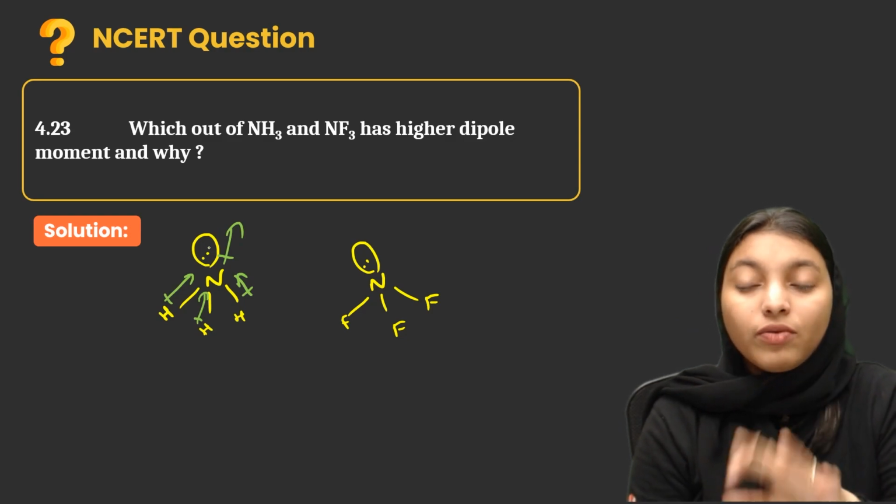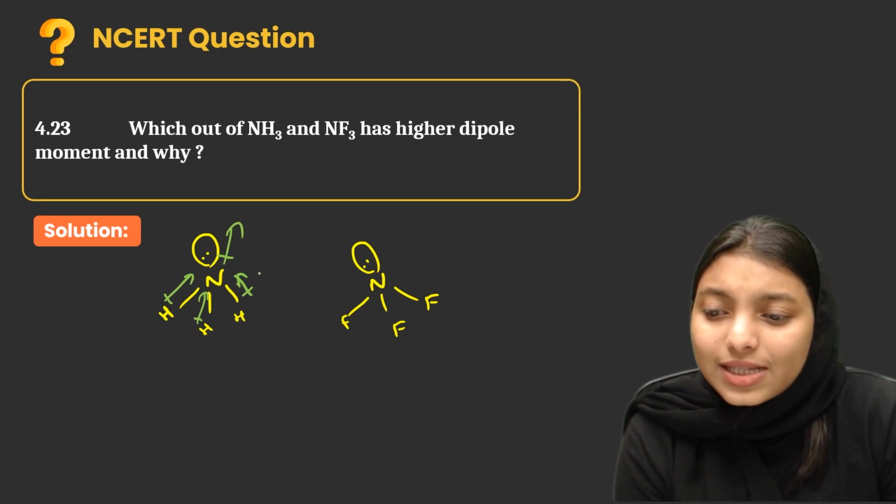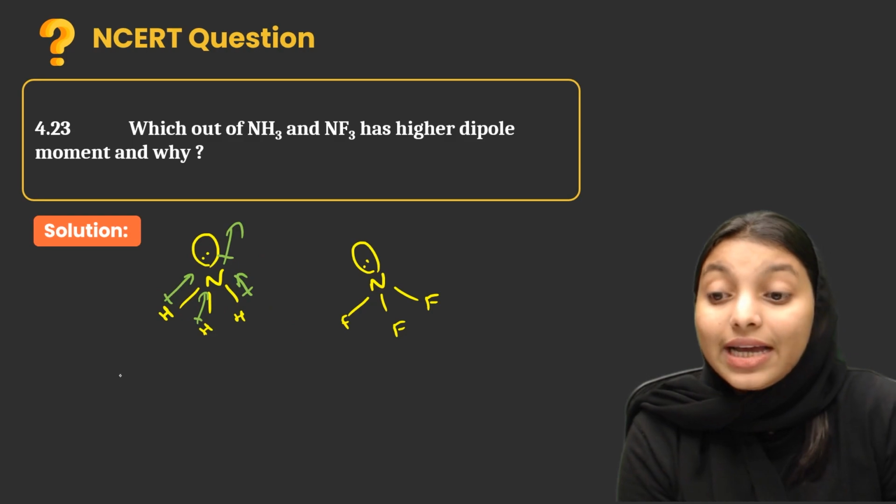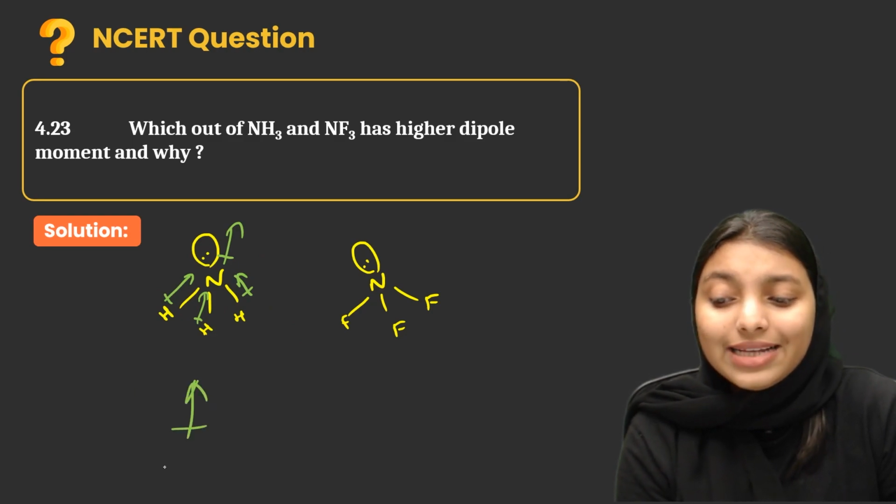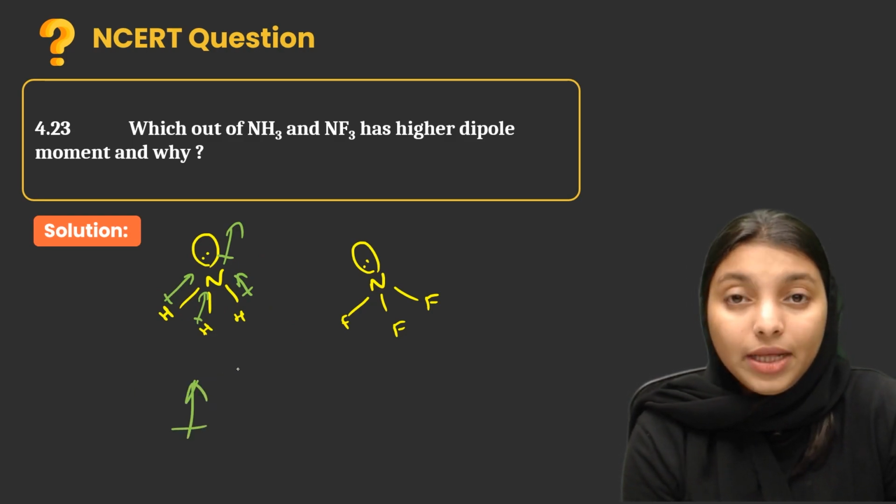That's how for the lone pair we will write the dipole moment. Since all of them are vectors, we will get the vector addition value like this. Some value will be there for sure.